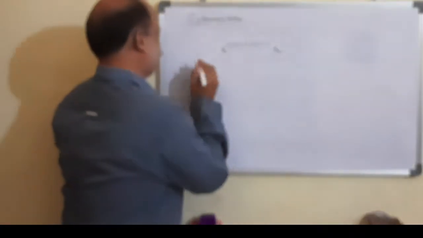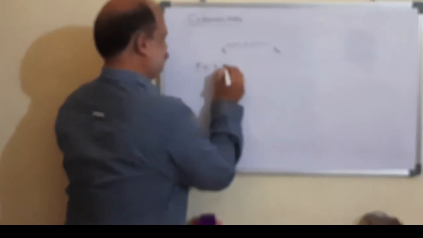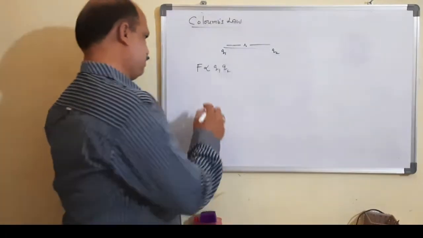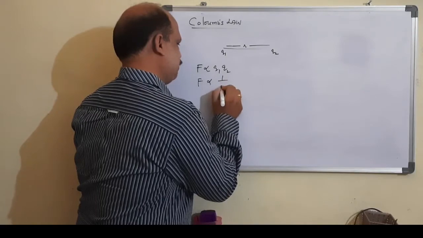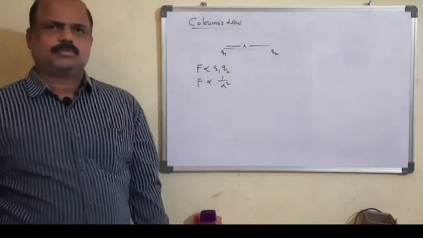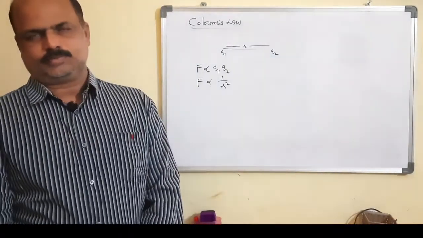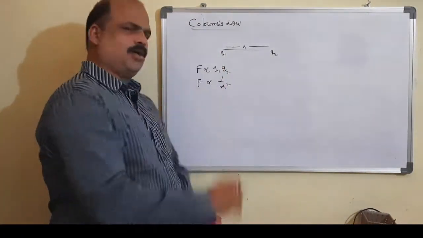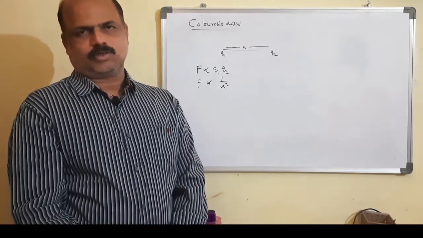This electrostatic force between these two charges is directly proportional to the product of the two charges, and it is inversely proportional to the square of the distance between the two charges. This force acts along the line joining the two charges. That's why this force is also called a central force.